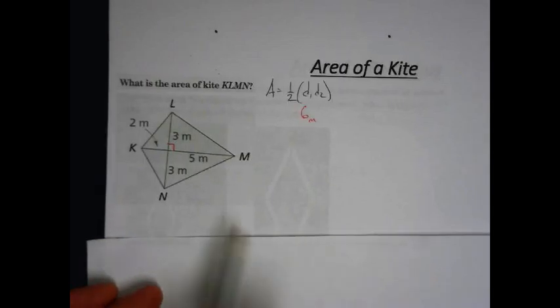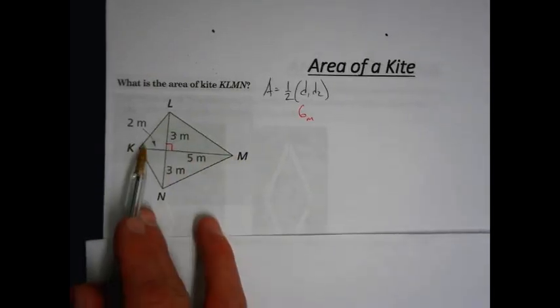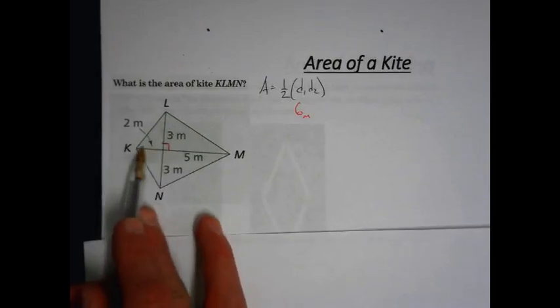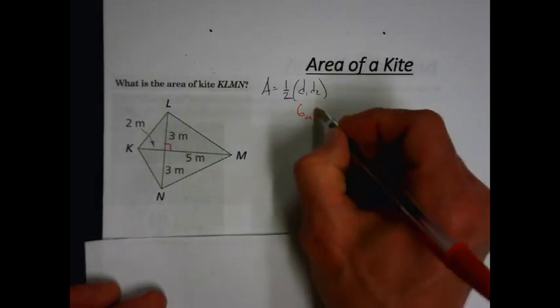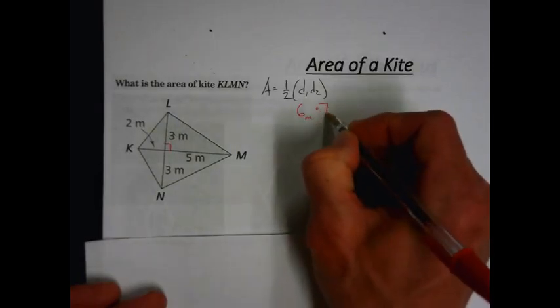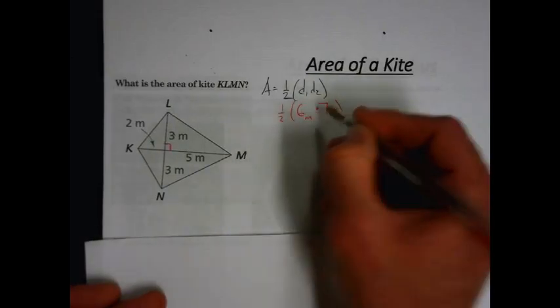Now what's going to be the length of the diagonal KM? All the way from K to M, it's 2 meters from K to the intersection and 5 meters from the intersection to M. 2 and 5, of course, is 7. And so we will be multiplying 6 meters times 7 meters, and we'll be taking half of that.